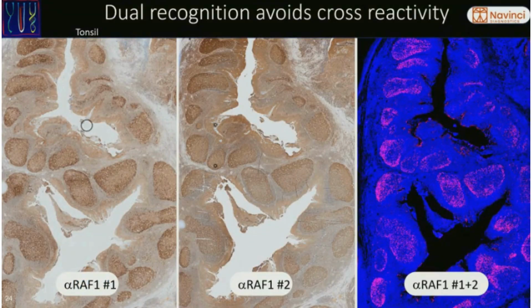I have a series of examples. This is two monoclonal antibodies against RAF1. Pretty much everything in the tonsil is brown. Some things are more brown than others, but it's pretty messy. The other monoclonal antibody, well, a little worse maybe. But if you use them both together in immunofluorescence or using the in situ PLA technology, then you get very nice labeling where the label should be and not elsewhere. I think this is really the way one should do it.